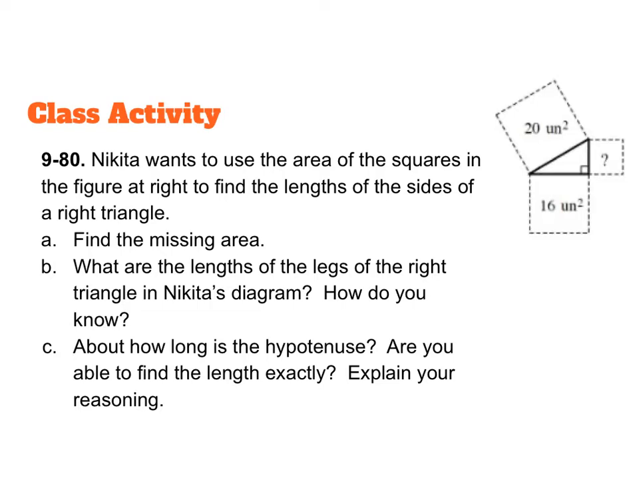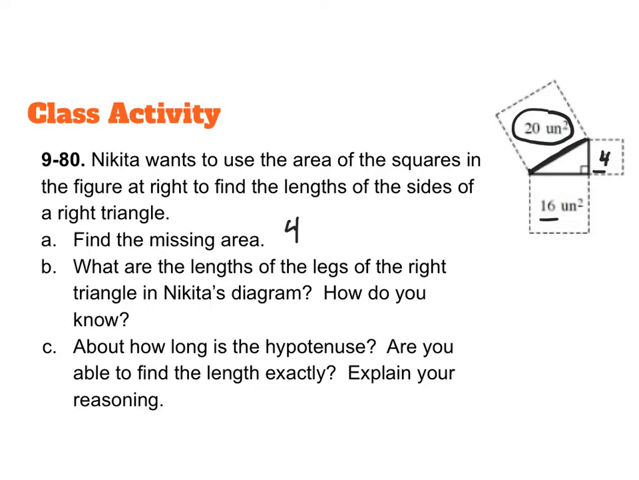Problem 80, Nikita wants to use the area of the squares in the figure at the right to find the lengths of the sides of a right triangle. We're going to find the missing area first. So if we look at the areas that we know, this is our hypotenuse here. So then this has to be the sum of these two areas here. So 16 plus 4 would make 20. So that missing side has an area of 4.